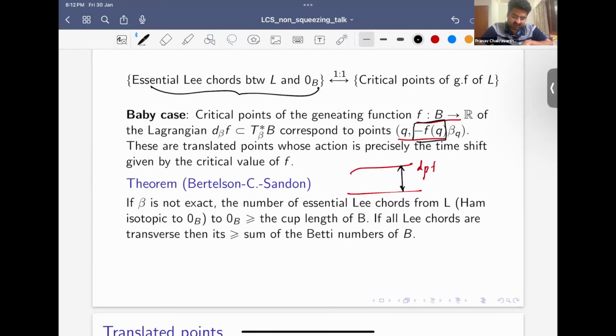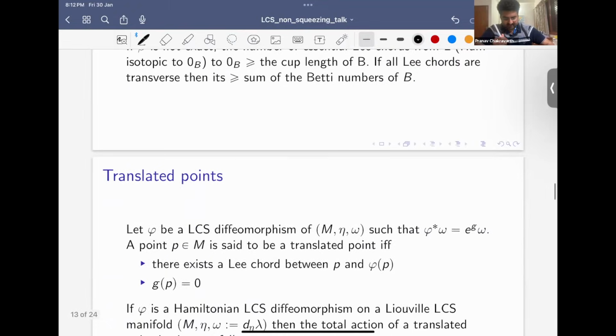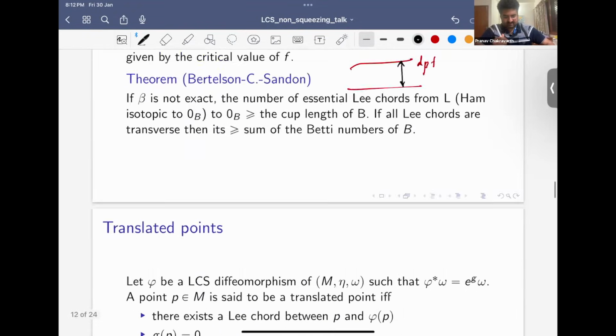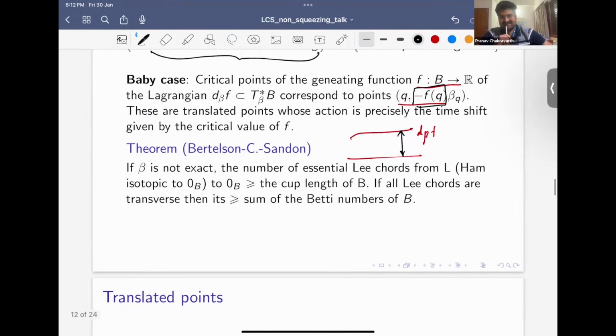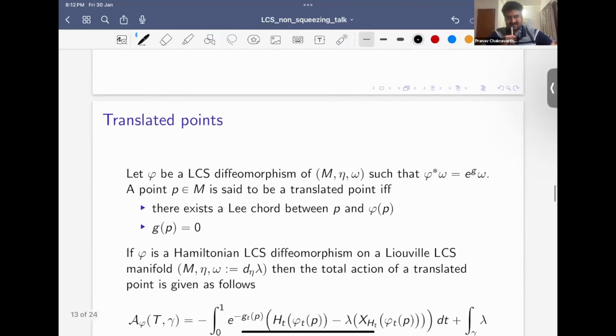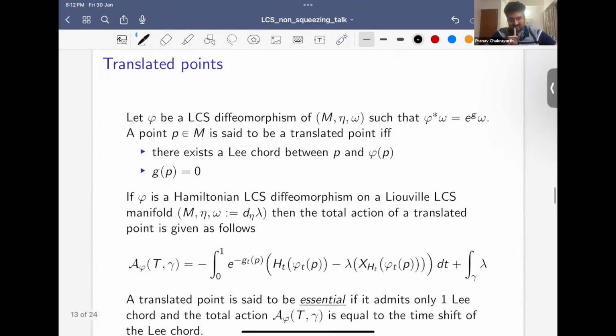In fact, again, if all the Lie chords were transverse, then this is greater than or equal to the sum of Betti numbers of the base manifold, which is again a result that is analogous to the contact case. So, okay. Any questions so far? Okay.